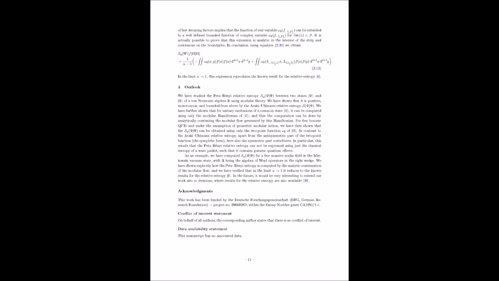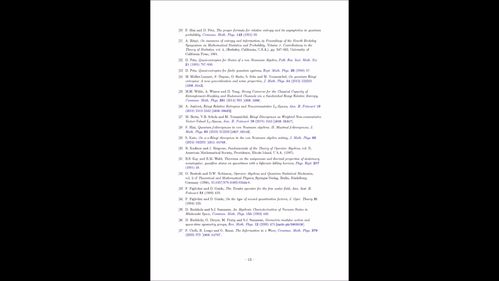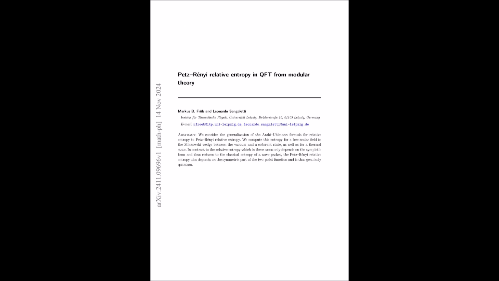Welcome back to the final part of our deep dive into the fascinating world of Petz-Rényi relative entropy. We've delved into the mathematical framework and explored how Fröb and Sangaletti applied their methods to the concrete example of a free scalar field in a Minkowski wedge. Now I'm eager to hear their thoughts on the broader implications of their findings and what directions they suggest for future research. Me too. They've done some impressive work uncovering these deep connections between modular theory, analytic continuation, and quantum field theory. I'm excited to see what big picture takeaways they offer.